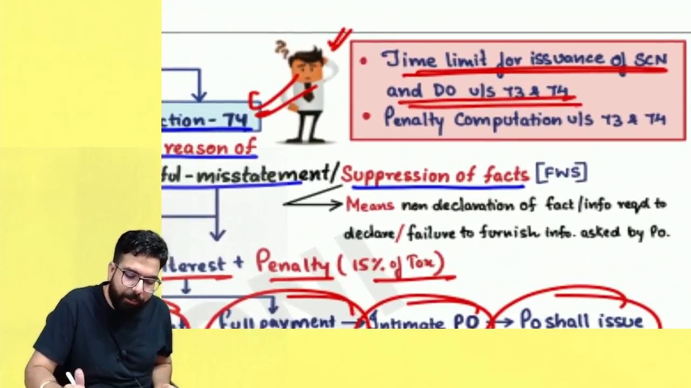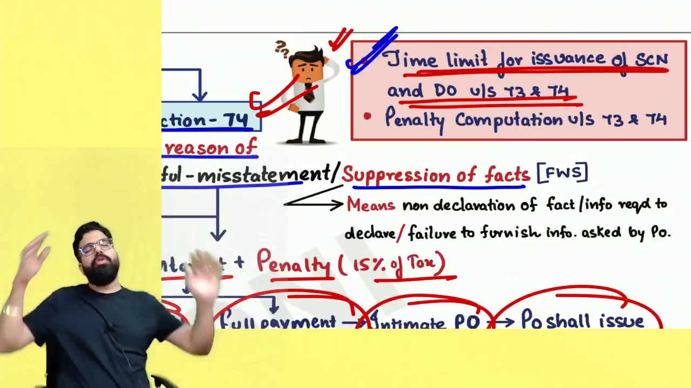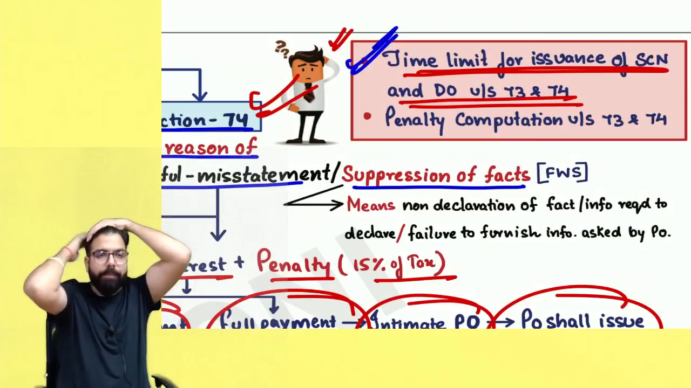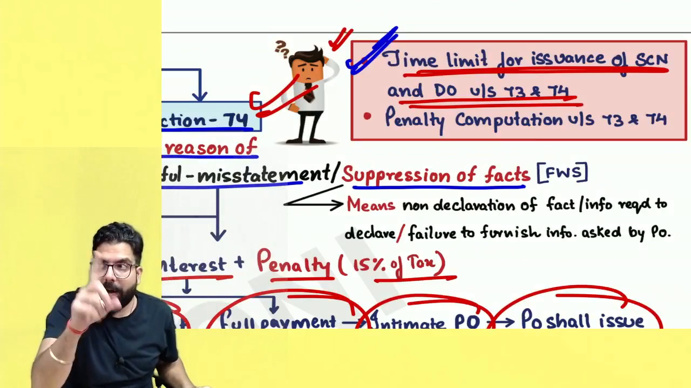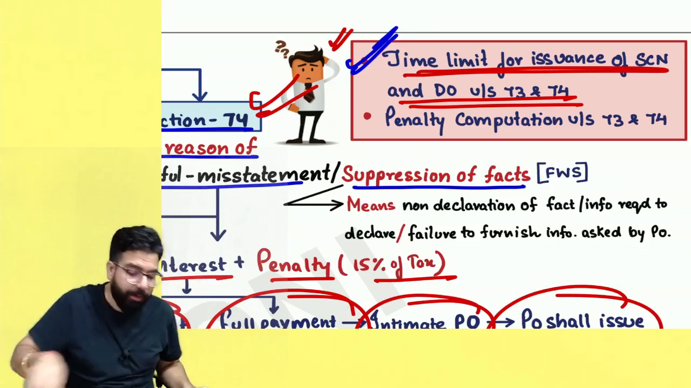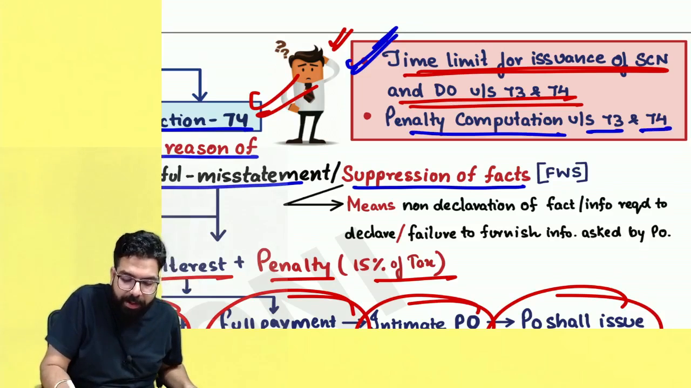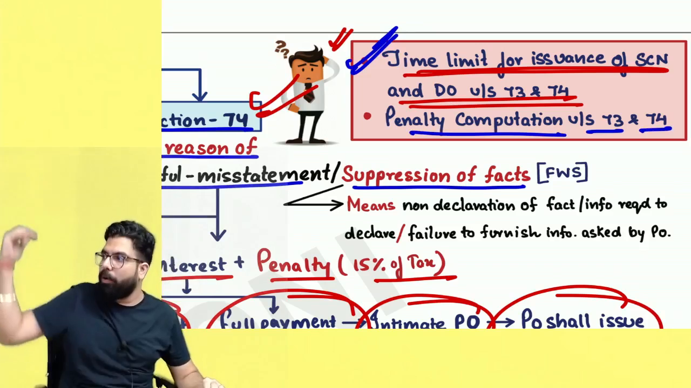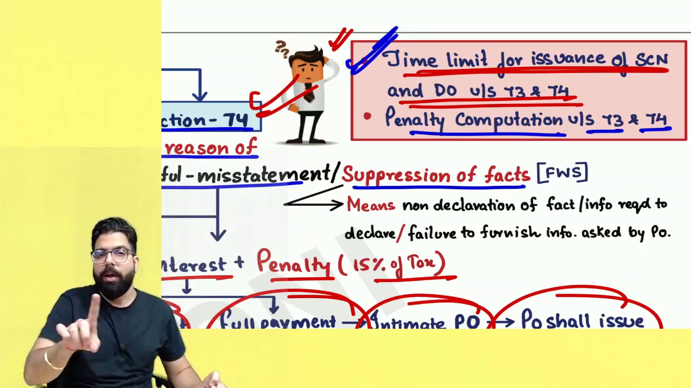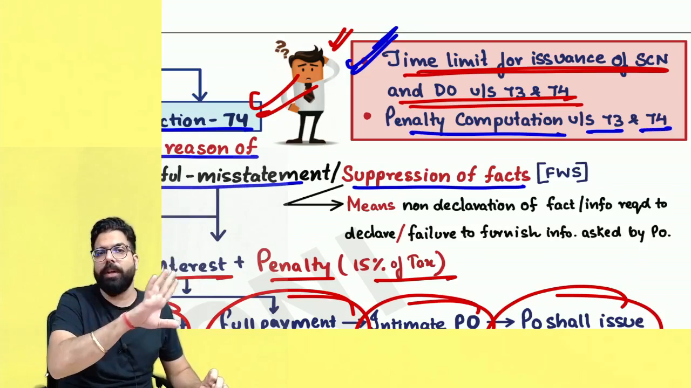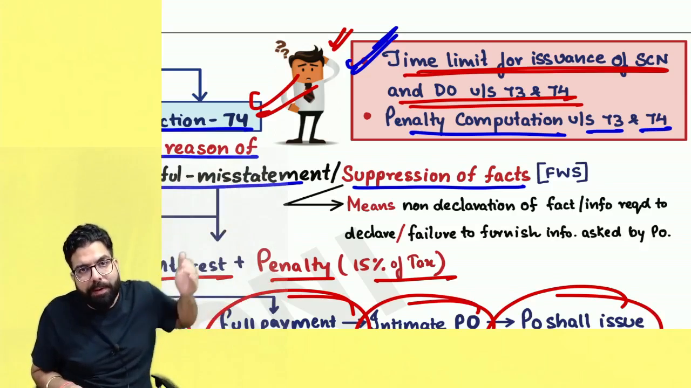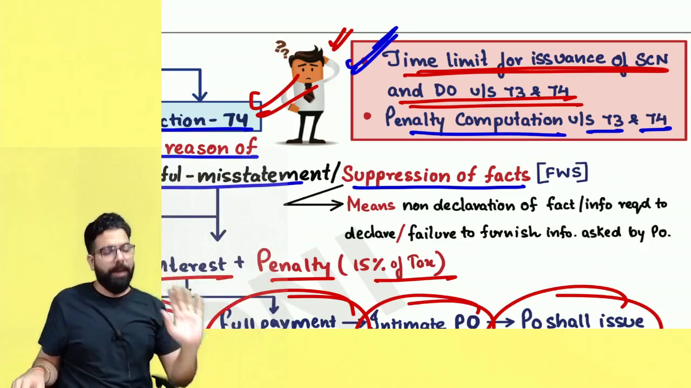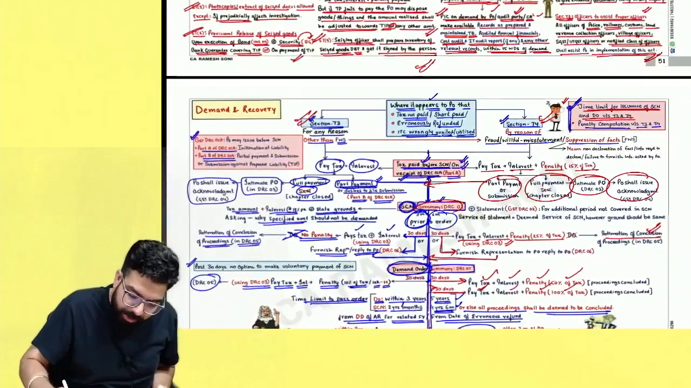On the right-hand side, I have told what the time limit is. The show cause notice time limit is 2 years 9 months, and under Section 74, 4 years 6 months, which is the maximum time limit. The demand order time limit is 3 years and 5 years. Okay sir. Penalty computation under 73 and 74: in 73, only at the last date after the demand order, the penalty is 10% or 10,000, whichever is higher, but in 74, 15%, 25%, 50% and 100% is the penalty. Please remember these 2 points, very very important.